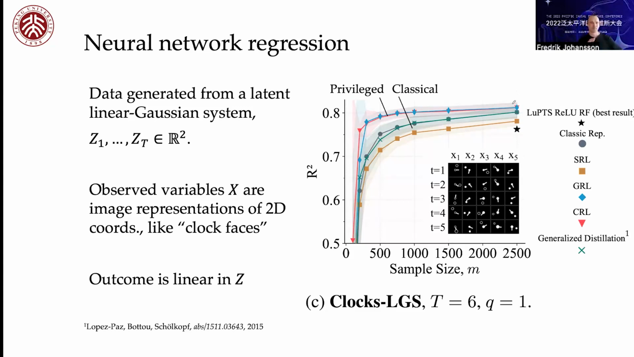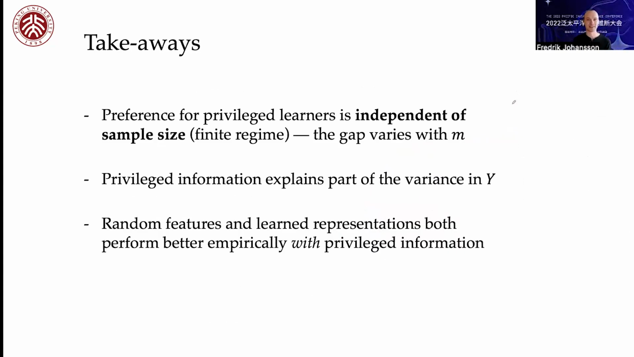I'm going to have to wrap up, but my main takeaway from this work is that we shouldn't, of course, throw away privileged information. It's very useful to us. And in particular, we can, under certain assumptions, show that preference for privileged learners is independent of sample size. Now, the gap, the extent to which the preference holds, varies with the number of samples, but preference holds regardless. And empirically, random features and learned features both work really well in the case where we have nonlinear functions that we're trying to learn.